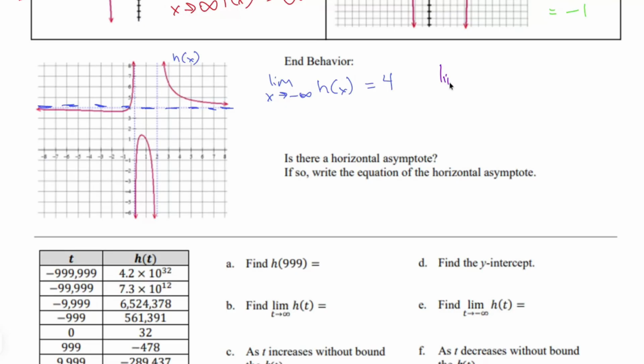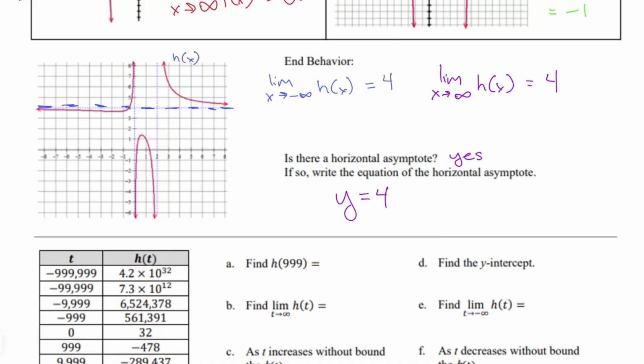Similarly, as I go to the right side, as I increase without bound, the limit as x approaches infinity of h of x has this guy leveling out at the same exact blue line. It'll go down, it'll get close to the blue dashed line, but it'll never hit it. Therefore, that answer is also 4. Is there a horizontal asymptote? Yes, there is, that blue dashed line. If so, write the equation of the horizontal asymptote. Well, like I said before, the equation of a horizontal asymptote is the line y equals a number, and in this case, that number is going to be 4.